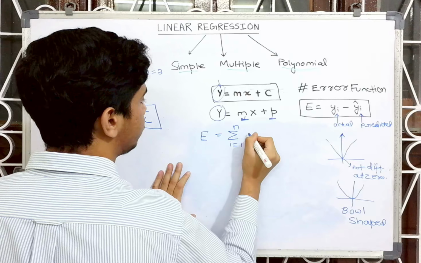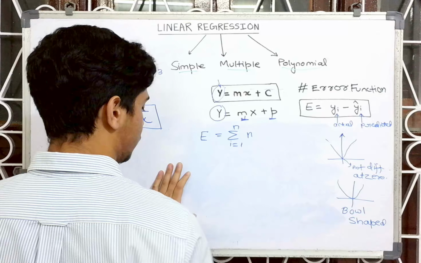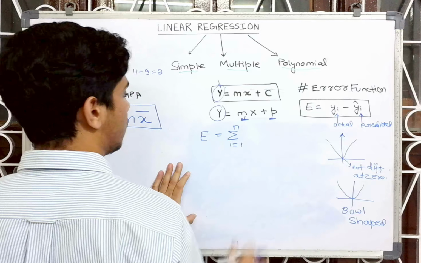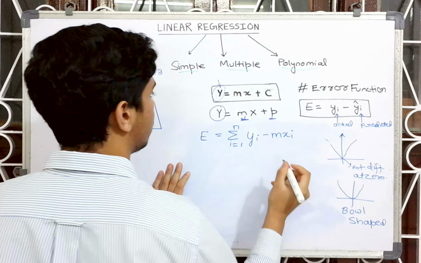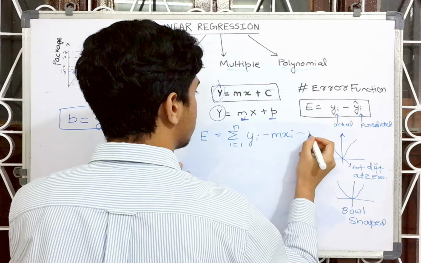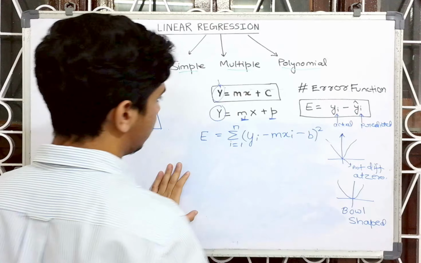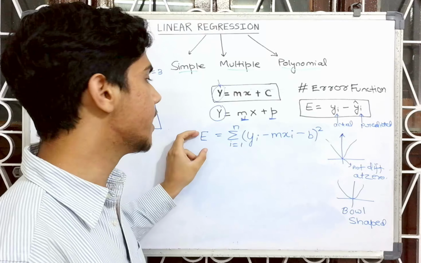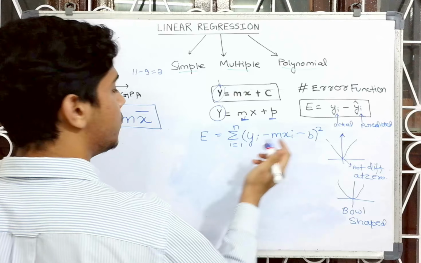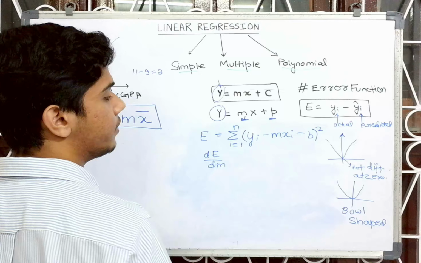that was equal to yi minus (m xi plus b), whole square. We have to solve for m, so with respect to m, the differentiation of this error function will be equal to dE by dm, because we have to find the differentiation.